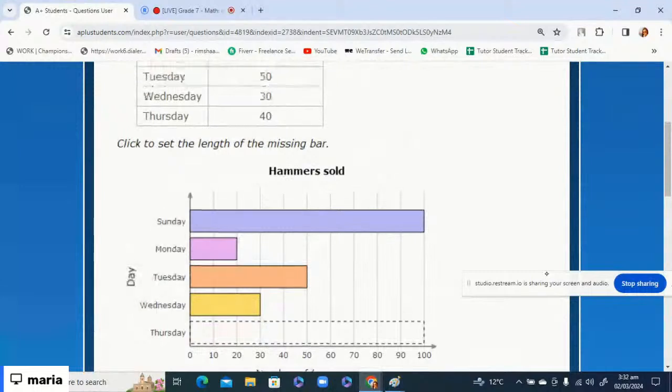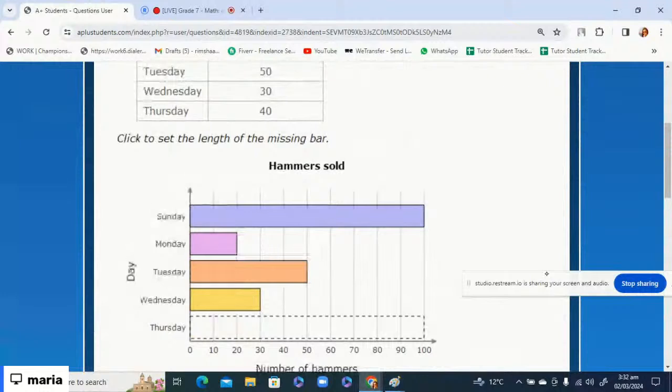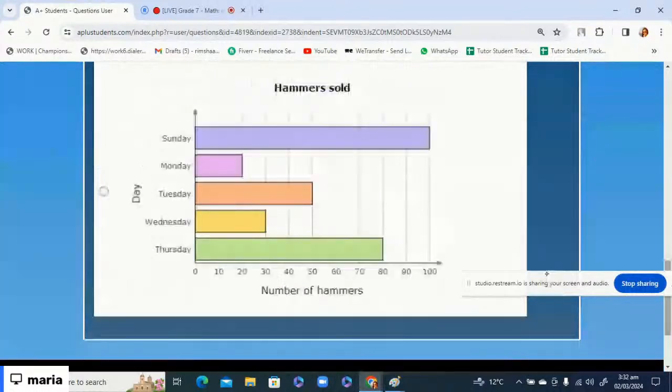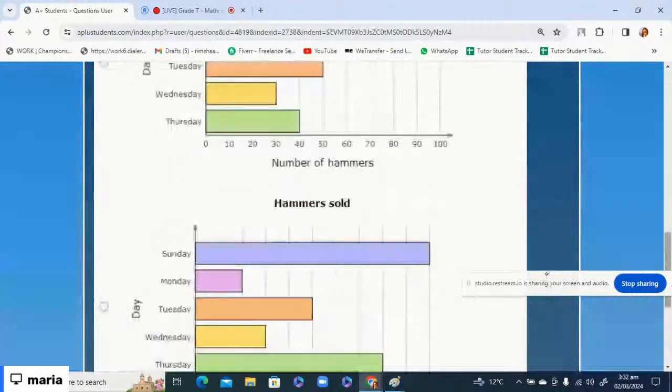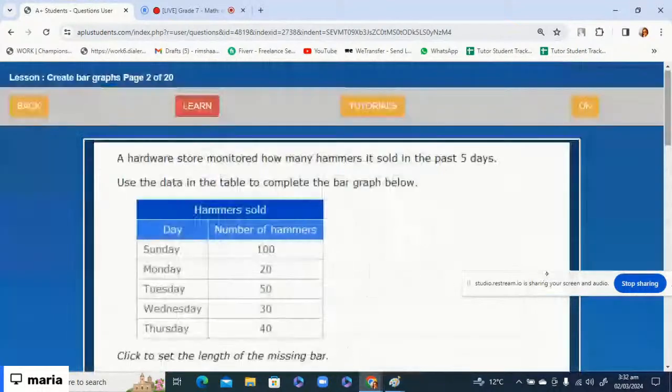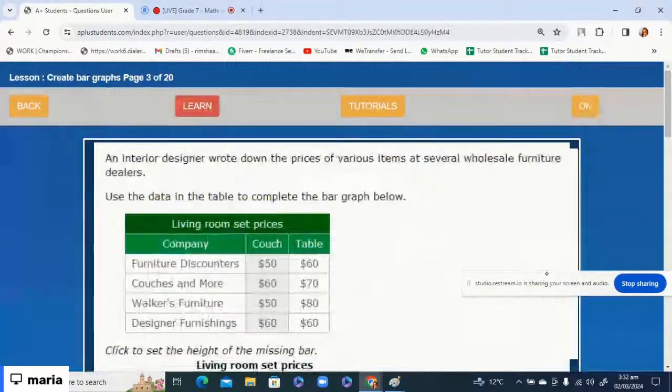So we're going to draw the bar graph for 40. Let's check which one is for 40. This one is for 40. And if we check this one, it is for 80. No, this is not. So we can say that this one is for 40. So that is our answer. Okay. Alright, hope you guys understand how to create the bar graphs.